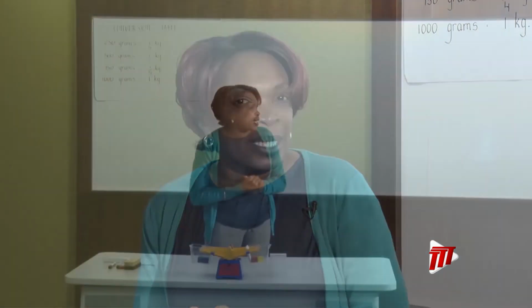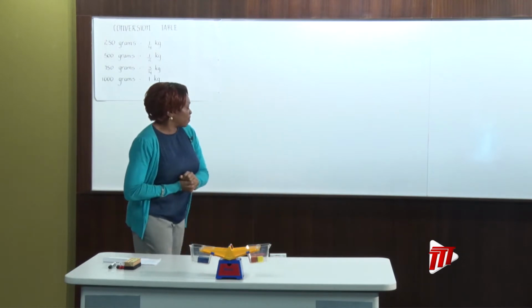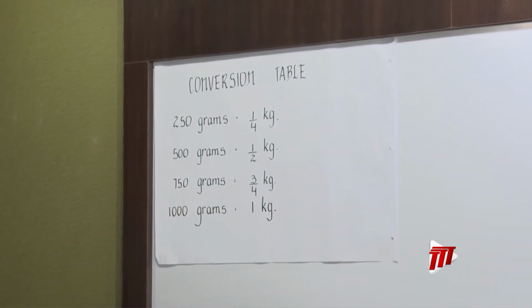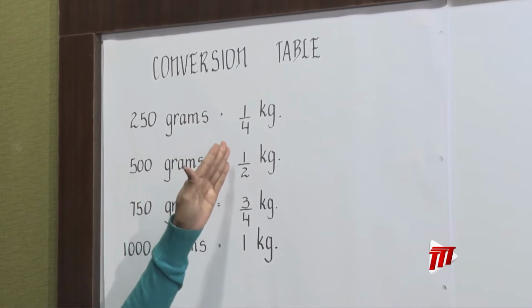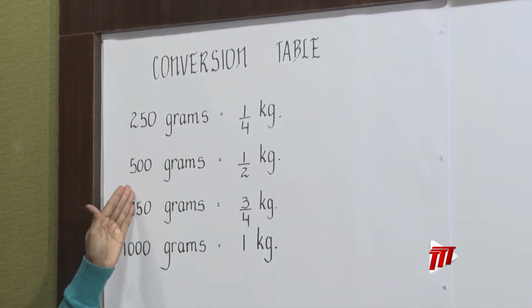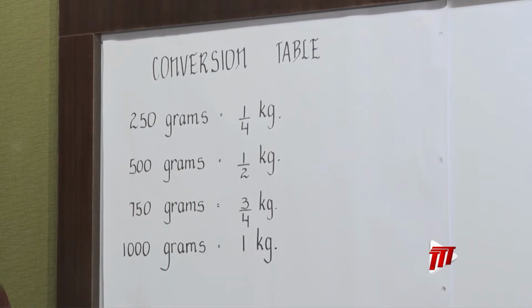You are catching on. Now I want to take you a little further. I want to introduce you to a conversion chart involving mass. Come with me now. This is our conversion table. It says 250 grams is equal to 1/4 kilogram. 500 grams is equal to 1/2 kilogram. 750 grams is equal to 3/4 kilogram. And 1,000 grams is equal to 1 kilogram. Are you seeing a pattern there? Bear this in mind, because we're going to be using this conversion table to solve some problems.